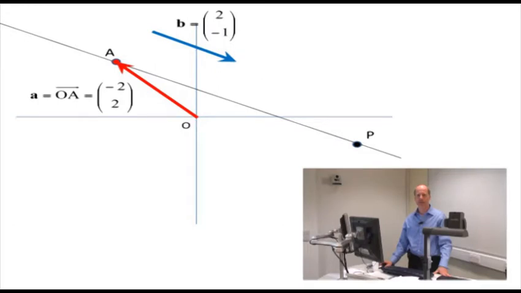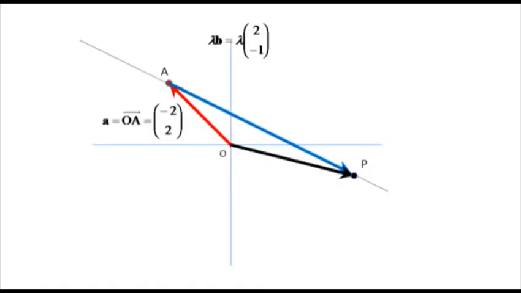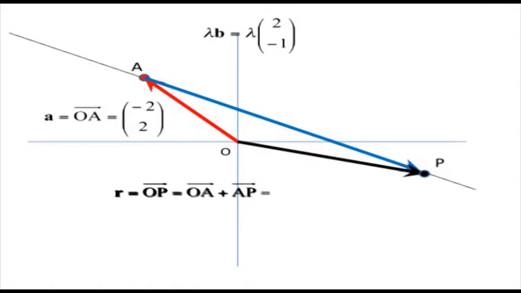Now the position vector of any other point, P, say, along this line, can be formed from the vector sum of the position vector OA and the vector from A to P. Since AP is parallel to B, it must be a scalar multiple lambda of B, so that we can write the position vector OP in the form OA plus AP. This is called a parametric equation, since it involves a parameter lambda whose value can vary from minus to plus infinity. Each value of lambda gives a particular point along the line.